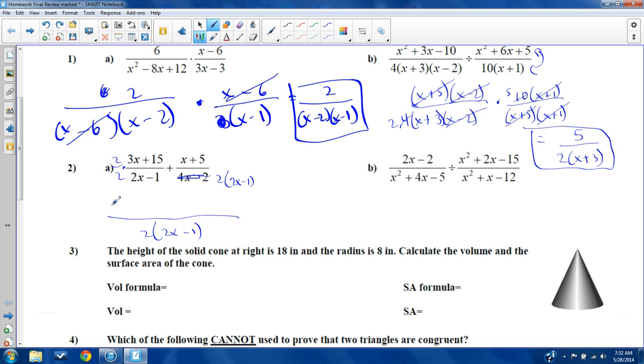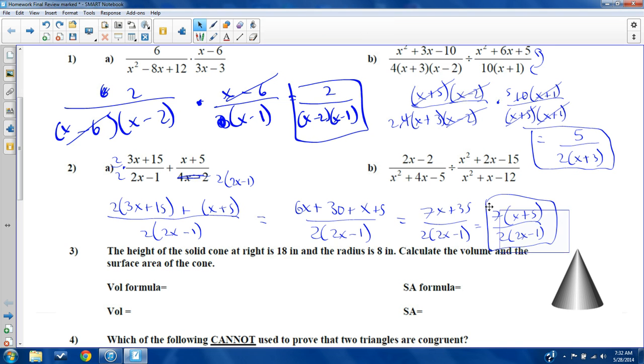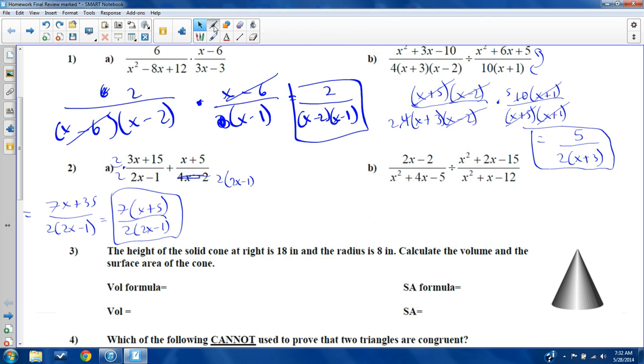And on top right here, I'll have 2 times 3x plus 15 plus x plus 5. That equals 6x plus 30 plus x plus 5 over 2 times 2x minus 1, which is 7x plus 35 over 2 times 2x minus 1. Factoring out a 7, I'll get x plus 5 over 2 times 2x minus 1. It doesn't break down anymore. That's all I could get out of that one, but that is the correct answer. I'll go and take this and drag it over because I need to save some room for my next problem.